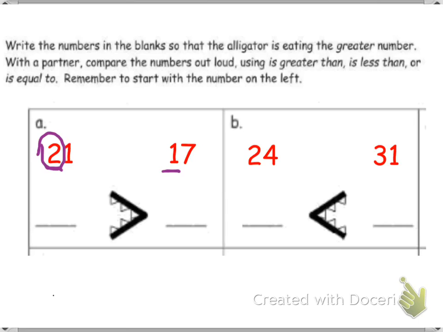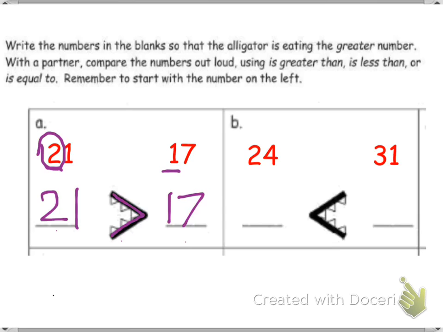And remember, we said that alligator is really, really hungry. So that alligator is going to eat that bigger number. Well, 21 is that bigger number. So that means that that alligator mouth that's right here needs to be pointing towards the 21 because that's the bigger number. That's what the alligator is going to eat. So we put 21 right here to where it's facing where the alligator can eat that 21. And then 17 will go on the other side. So now this will read 21 is greater than 17.